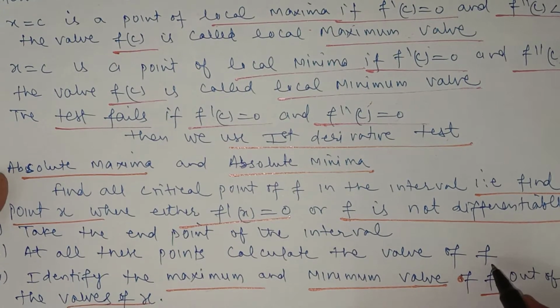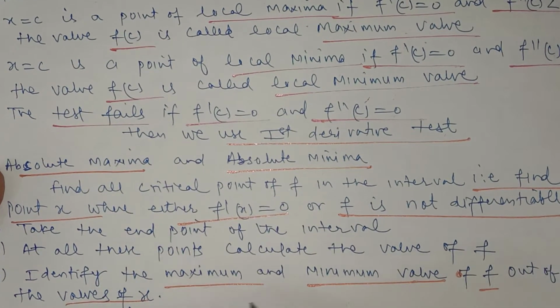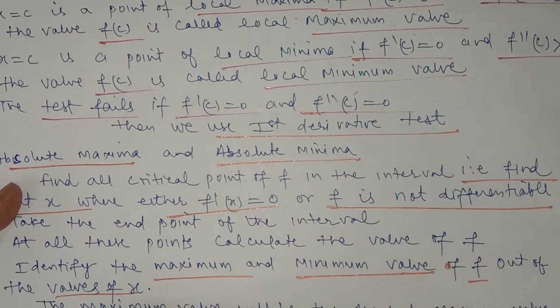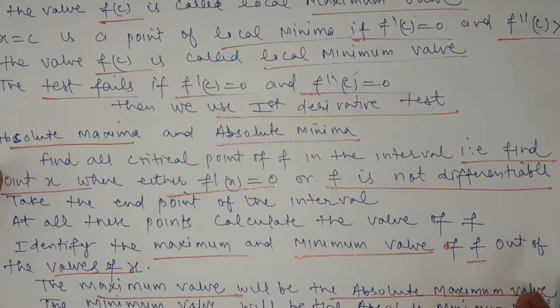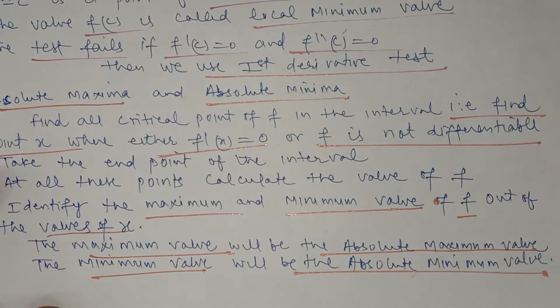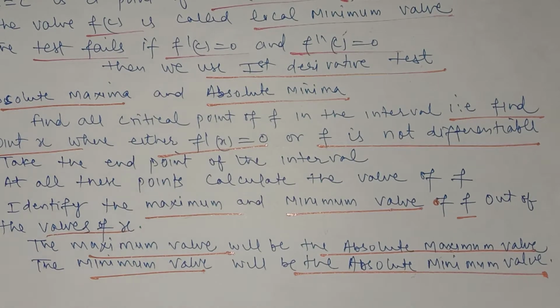value of the function f. Identify the maximum and the minimum value of the function f. The maximum value will give the absolute maximum value of the function and the minimum value will give the absolute minimum value of the given function. So there are two tests to check maximum and minimum of the given function.